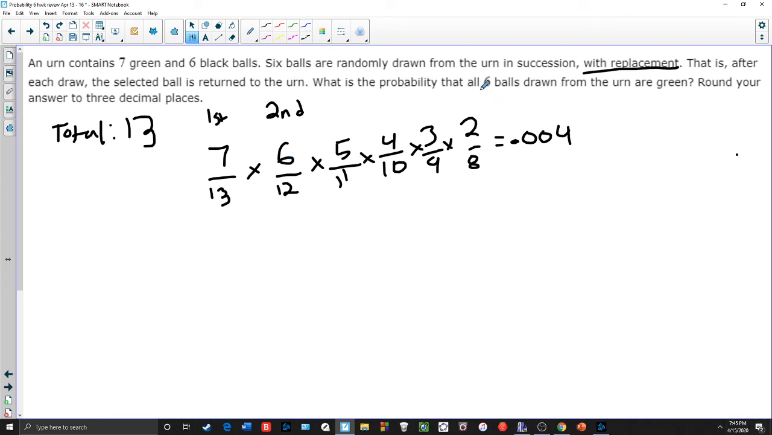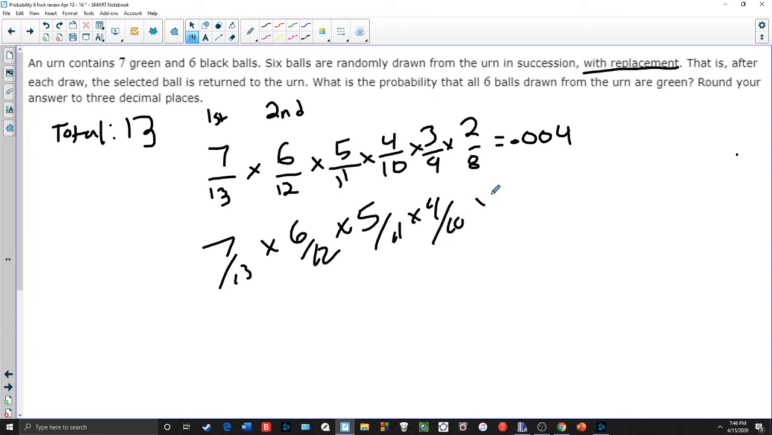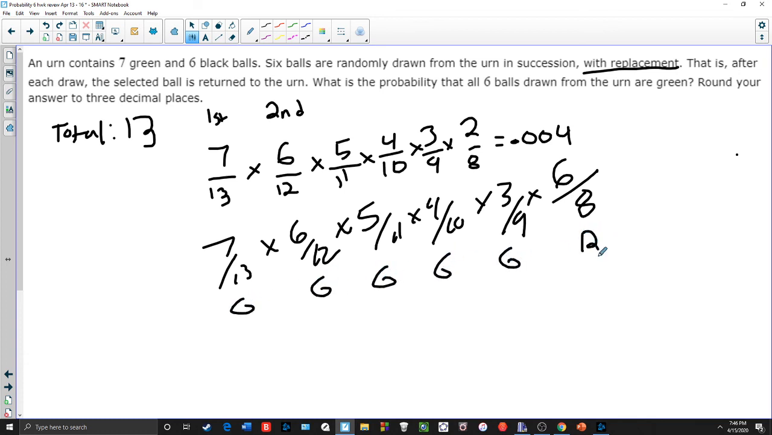If they said, I want 5 green balls and then 1 black ball at the end, so I want you to draw 5 green balls in a row first, and the last ball I want you to draw will be black, then it would be roughly the same thing. It'd still be 7 out of 13 times 6 out of 12 times 5 out of 11 times 4 out of 10 times 3 out of 9. But then the last draw, if I want it to be black, would be 6 black balls out of 8. That would be my last fraction, because these would all be green, green, green, green, green, and this one is the one I want to be black.